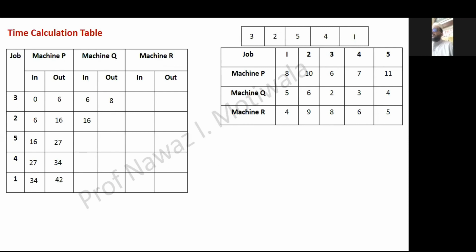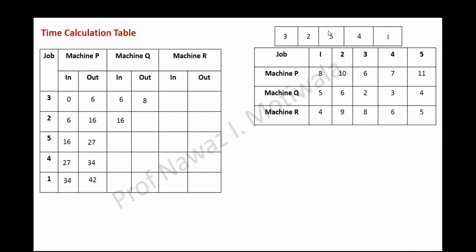So here also you can see, ideally this 8 should have become the in time here. But why have I written 16? Because this job will be free from machine 1 at 16 only. So here the maximum of this out time and this out time should appear. So 8 and 16, the maximum is 16, so I am writing 16 here. And similarly you proceed further and calculate the table. Till then, if anyone has a doubt, please ask.